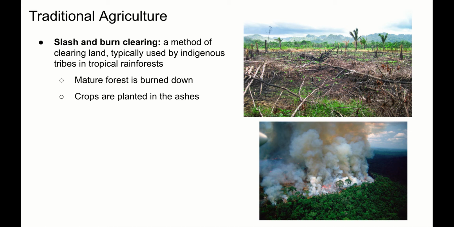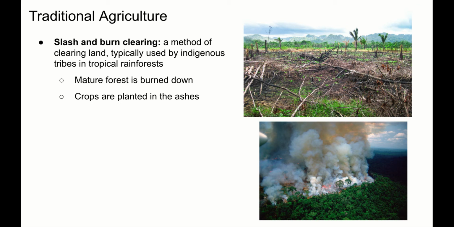Now, this is why it's done in tropical rainforests. You know that tropical rainforest soils are traditionally really nutrient poor. So if you cut down those trees, if you cleared the brush away from the tropical rainforest and you tried to plant immediately in the soil, very few things would grow, or you would have a really low yield. There's just not enough nitrogen in the soil. By burning down sections of the mature forest, the nitrogen and the phosphorus don't burn away, and they're trapped in the ashes. So those ashes are fertilizer for crops.